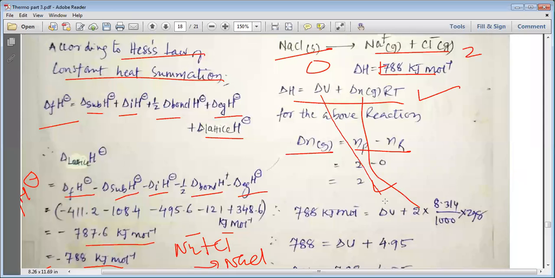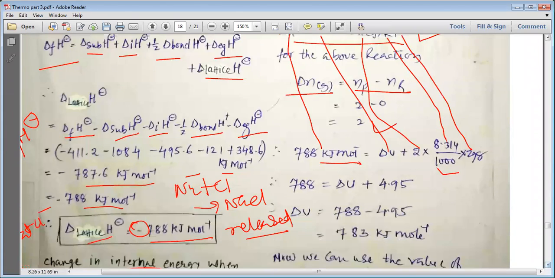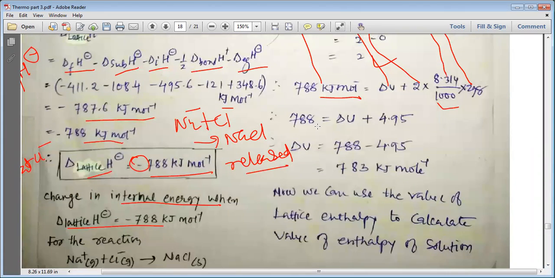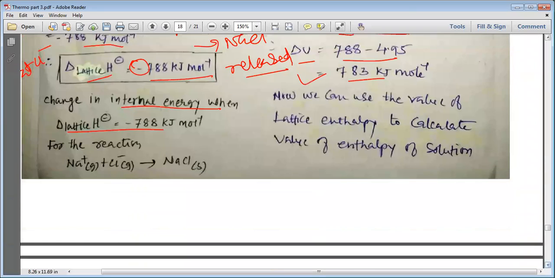This is delta U. This is the value for delta H, that is the lattice enthalpy. This is the value for R, and this is the value of T. Now why do we put 1000 here? Because the value of enthalpy of reaction is in kilojoule per mole, whereas the value of R is in joule. To convert it into kilojoule per mole, we divide it by 1000. And that is how 788 is equal to delta U plus 4.95, and therefore delta U is equal to 788 minus 4.95, which gives us approximately 783 kilojoule per mole.